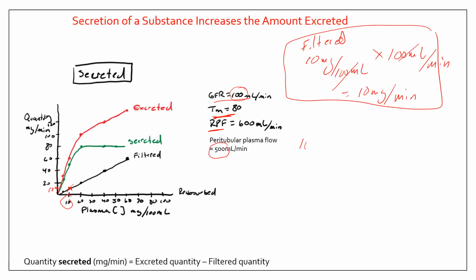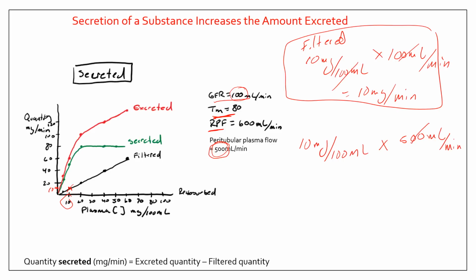Well, the concentration is going to be the same, 10 milligrams per 100 ml. Concentration doesn't change, even though 100 mLs per minute went into the nephron and 500 went into the peritubular capillaries. That doesn't change the concentration at all. So it's still this. I'm going to multiply it now, but instead of multiplying it by the volume that went into the nephron, I'm going to multiply it by the volume that went into the peritubular capillaries.